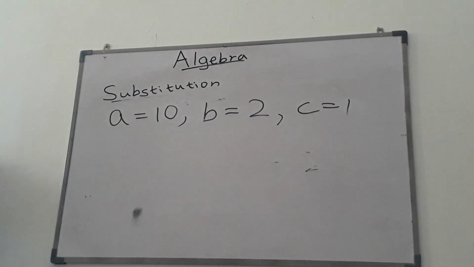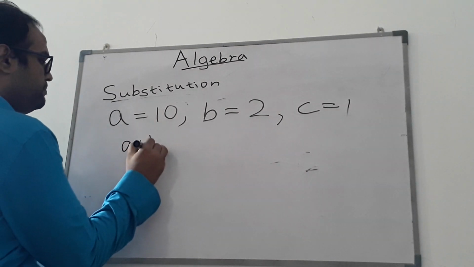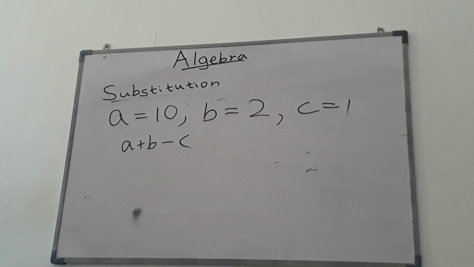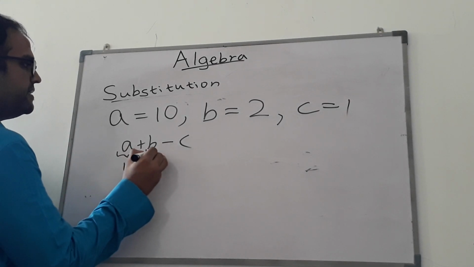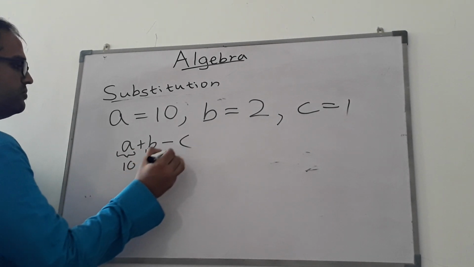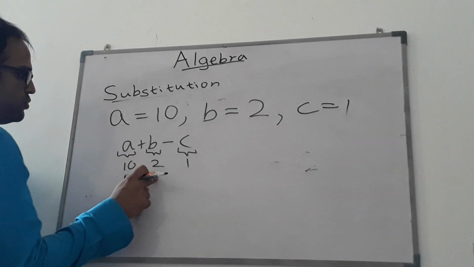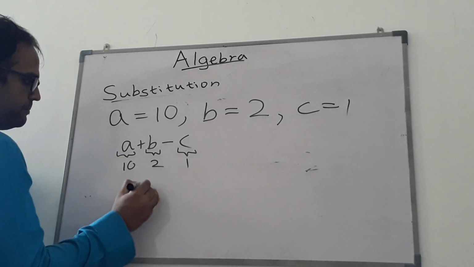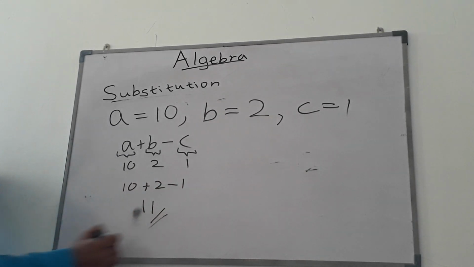Next question. A plus B minus C. Instead of A, I am going to write 10. Instead of B, I am going to write 2. Instead of C, I am going to write 1. So 10 plus 2 minus 1. 10 plus 2 is 12, minus 1, 11.